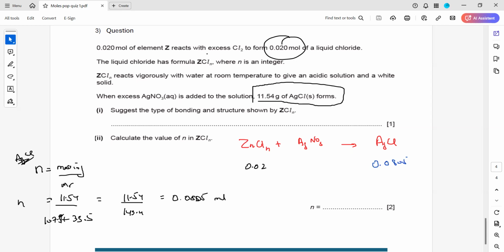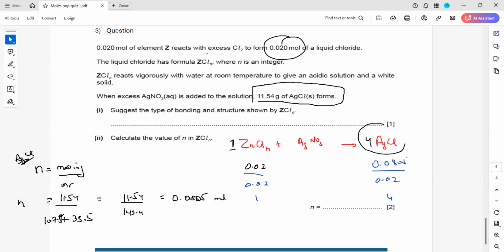0.0805. Now, what is the simplest ratio between silver chloride and this liquid chloride? How to take the simplest ratio? So this will be 0.02. This will also be 0.02. So this will be 1 and this will be 4. So if we have 1 mole of this chloride, how many moles of silver chloride will form? 4. Because the simplest ratio between this liquid and silver chloride is 1:4.